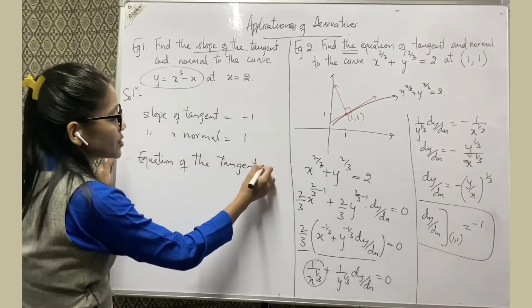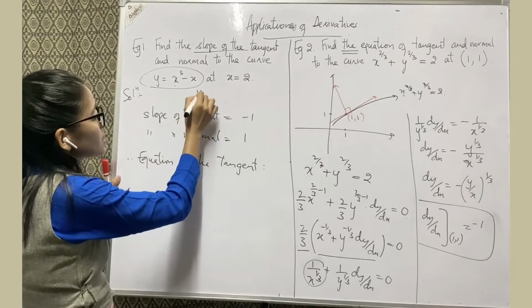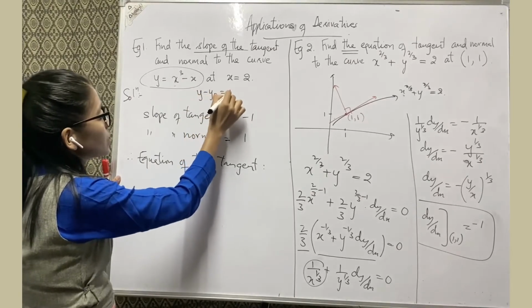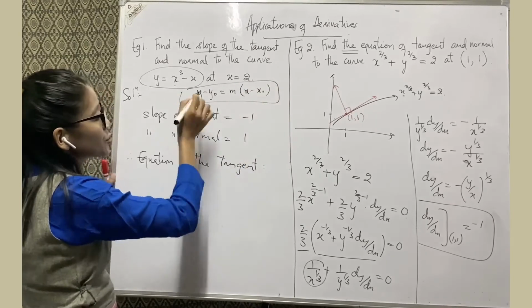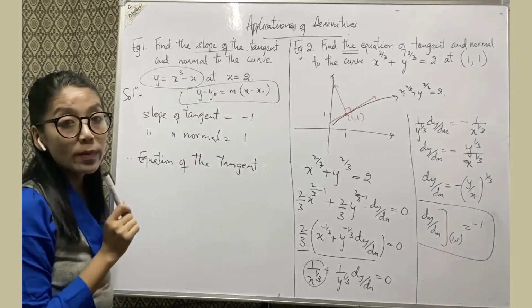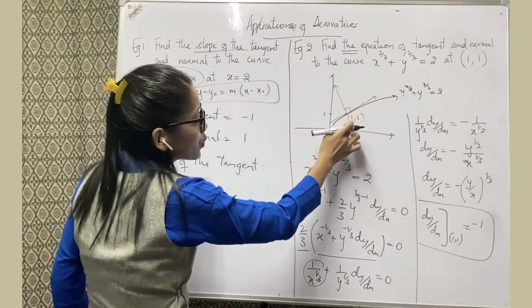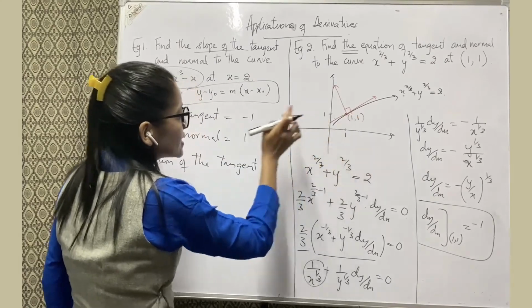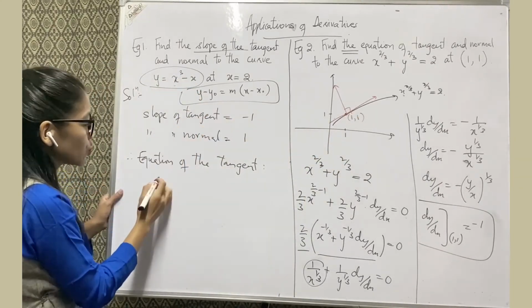Equation of the tangent. Okay, so now you know this: y minus y naught is equal to m into x minus x naught. This is the equation of a straight line which is passing through point (x naught, y naught) with slope m. Now we know that this tangent is passing through point (1, 1), and its slope is -1. So I'm just going to substitute it here.